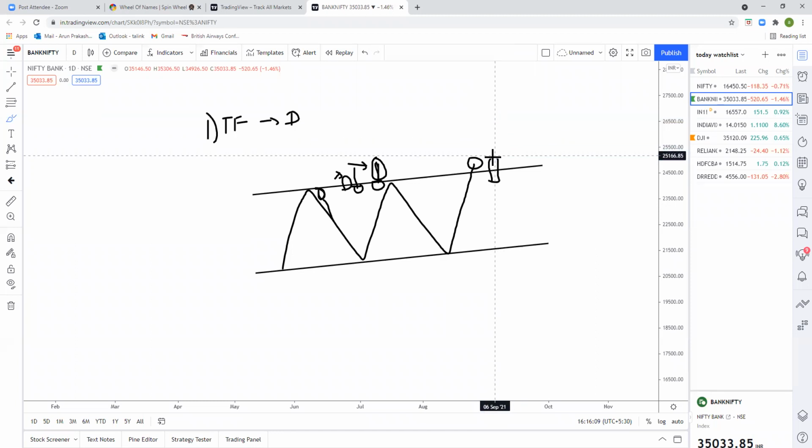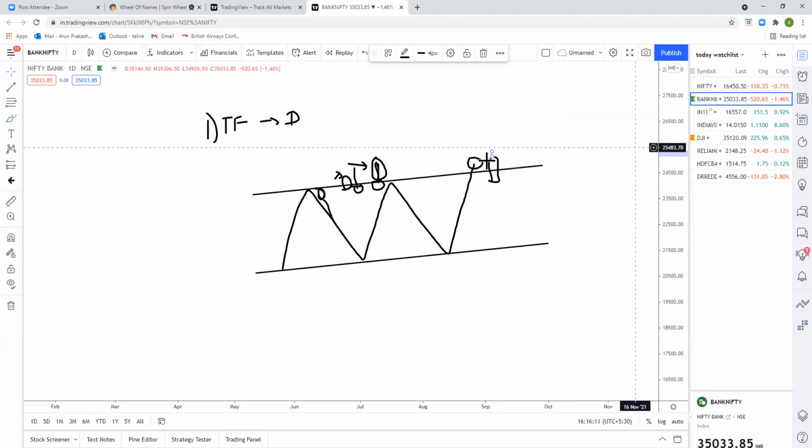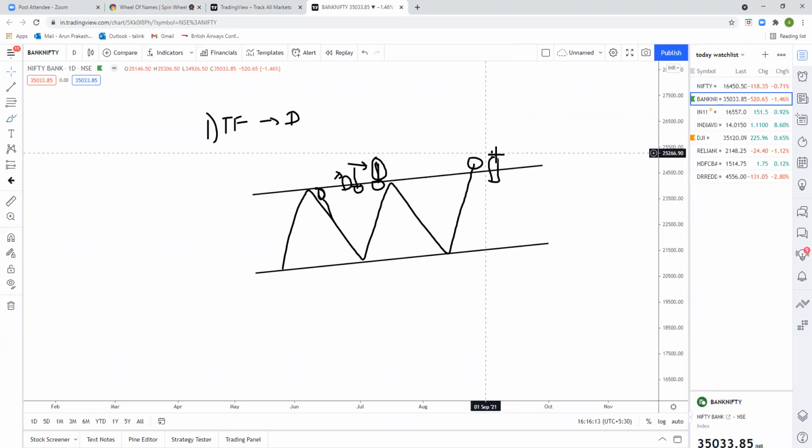When I don't have any sort of long wick, just a small wick rejection, just a very small wick compared to the size of the body, the wick size is completely negligible, then it's going to be a good breakout.